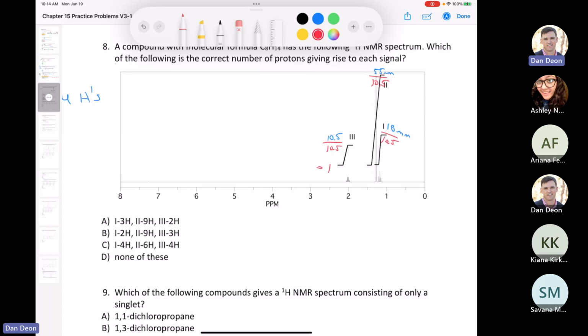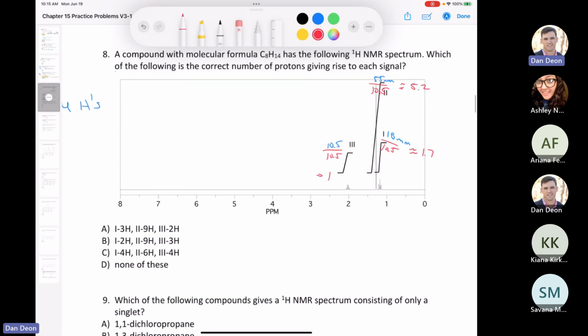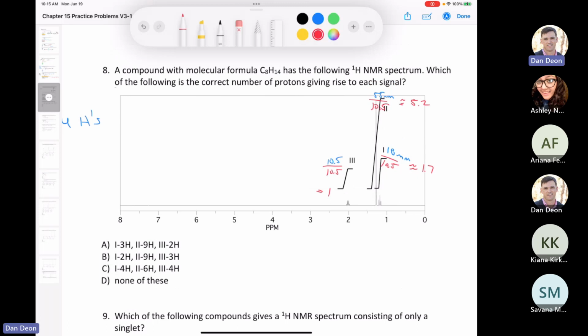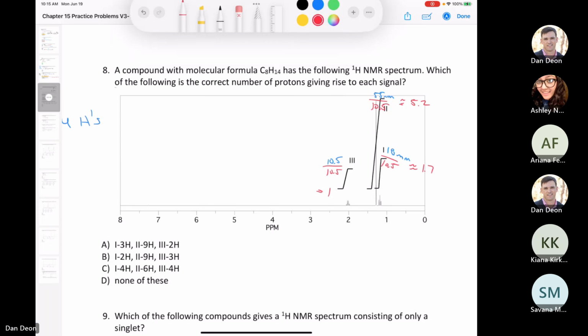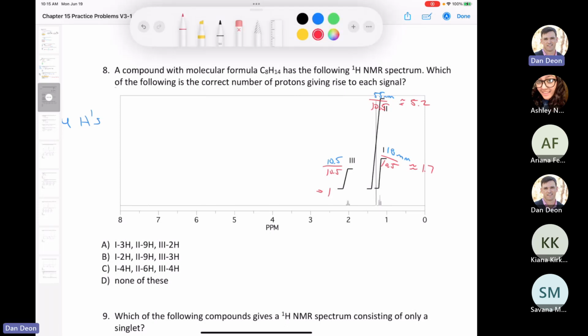So here we get 1. If you take 18 and you divide by 10.5, you get around 1.7. And then here, if you take 55 and divide by 10.5, you get close to 5.2. So it's kind of close to, if you double them, right? If you double them, it's not very good. These aren't the best step curves in the world, but if you double each one of these, you get 2.